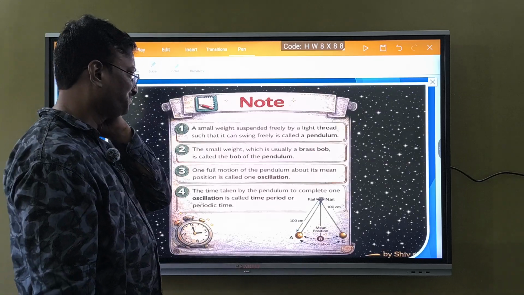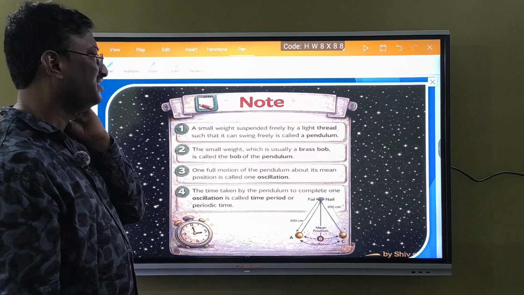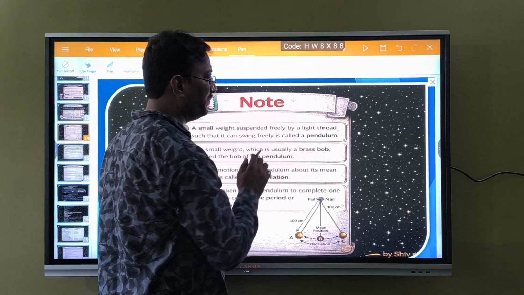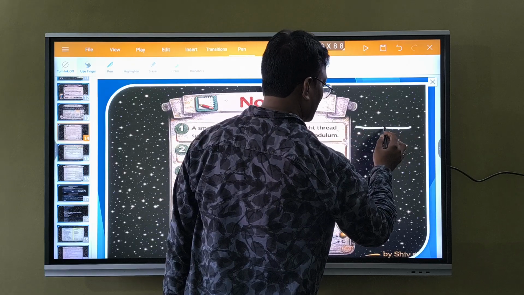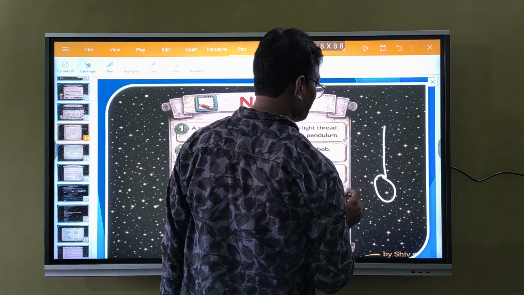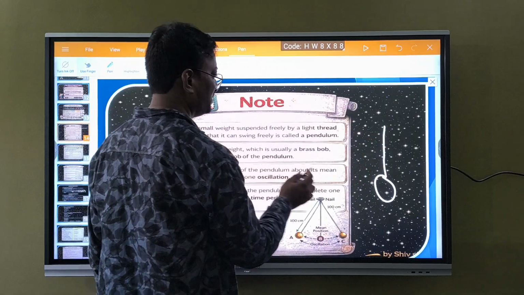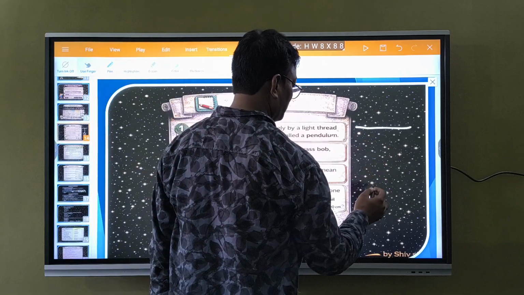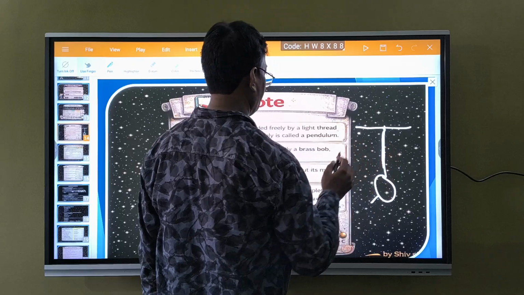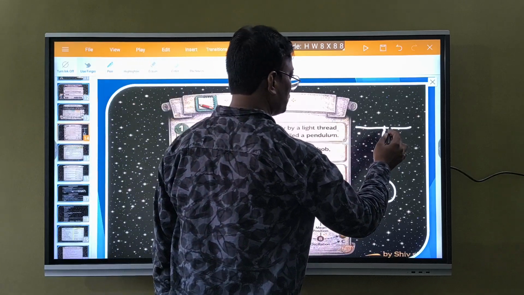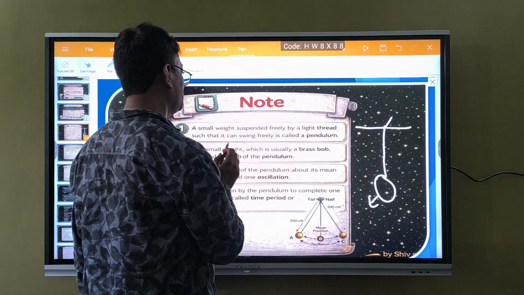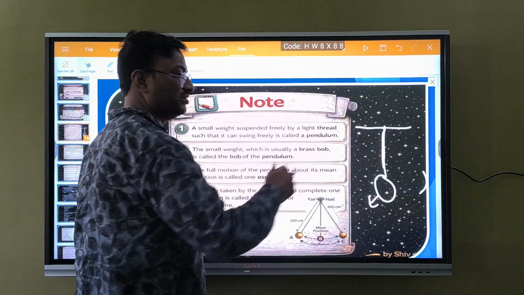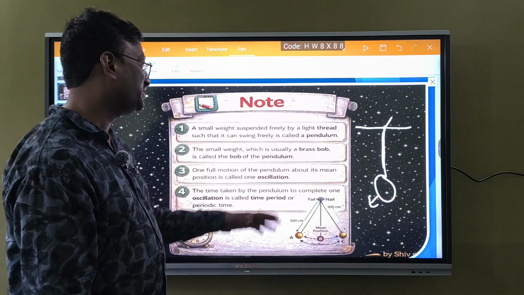Next, note. A small weight suspended freely by a light thread such that it is swinging freely is called a pendulum. See here, a small weight with a thread, suspended freely. The thread that we have used is suspended from some wooden stick or iron stick. It is going to swing freely like this and like this, even like your swing. So it is called a pendulum.